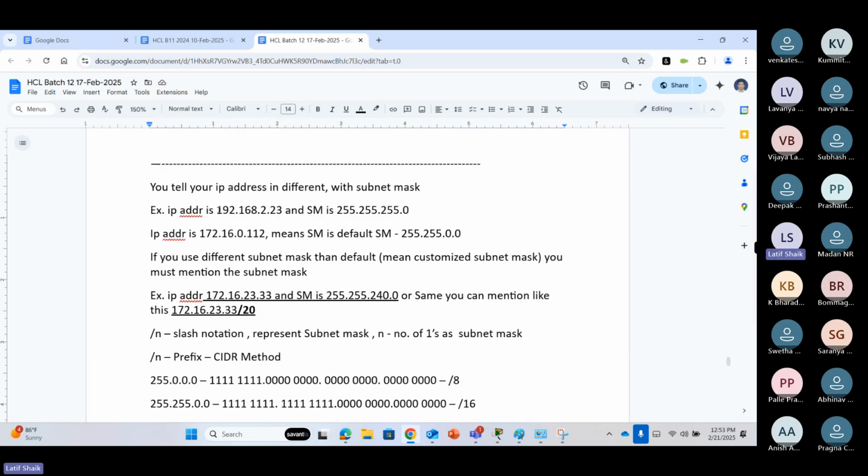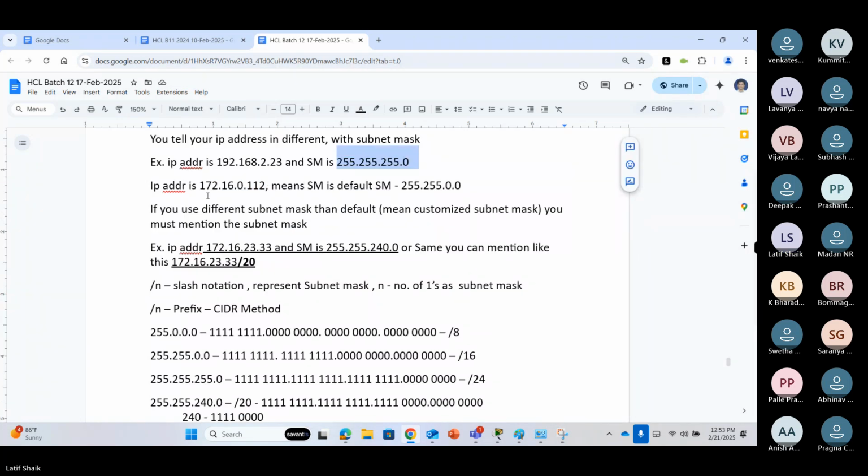When you're typing an IP address, you must specify the subnet mask. So you give an IP address and subnet mask. Or instead of writing a subnet mask like this, in some systems and places, you give it as a prefix like this. Instead of the subnet mask, you can give the slash notation. It is also called prefix or CIDR method. Prefix, CIDR method or slash notation is the same in networking. This is the slash notation representation of a subnet mask.